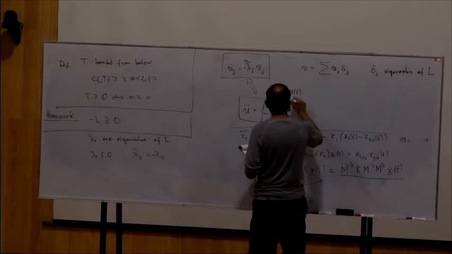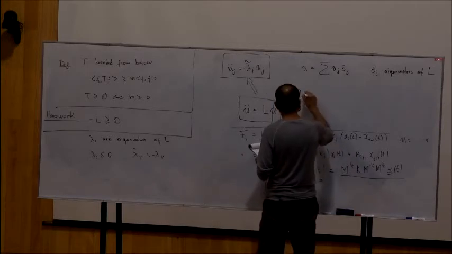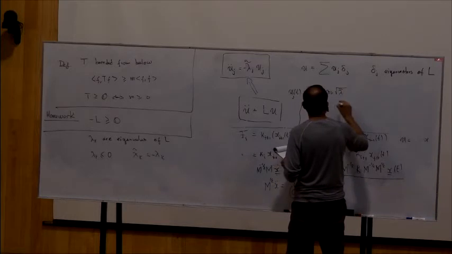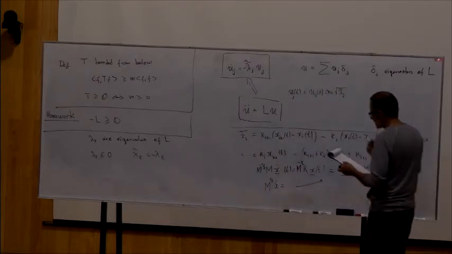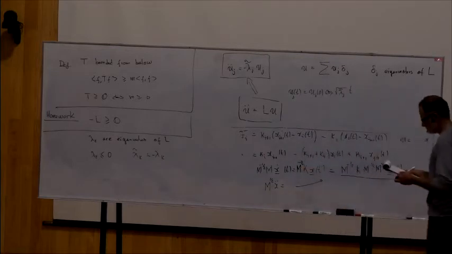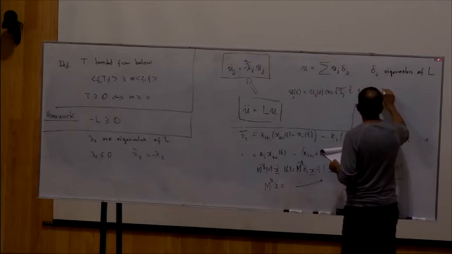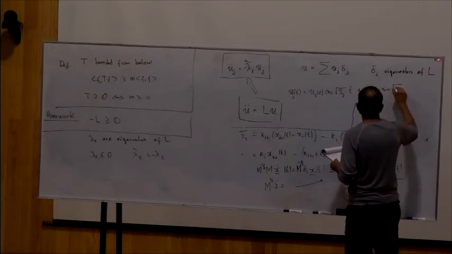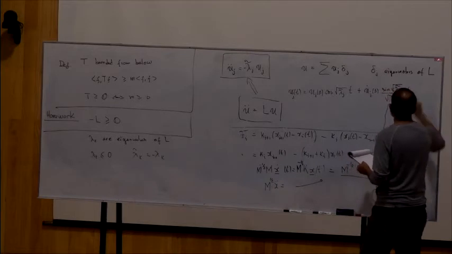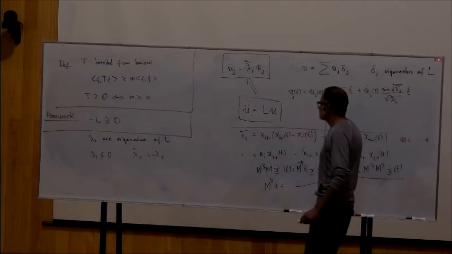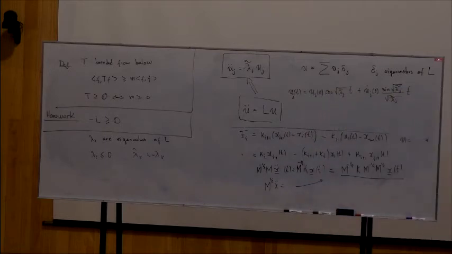Well, let us write just in this way, which is simple. u j naught cosine of the square root of lambda j tilde t, because I took this to be positive, plus u j naught dot over the square root of lambda j tilde times sine. Okay, well, it's not difficult to see that this is the system that is obtained from this simple differential equation.